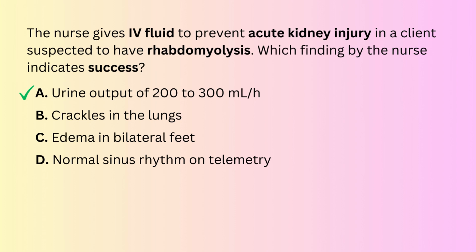Aggressive IV fluid resuscitation is given to prevent and treat AKI in rhabdo, and a urine output of 200 to 300 per hour is the goal. What is the minimal amount of urine output per hour that indicates adequate renal perfusion? Yes, always remember, 30 ml per hour is the minimum for test purposes. Choice B and C are both symptoms of fluid overload, and choice D is not relevant.